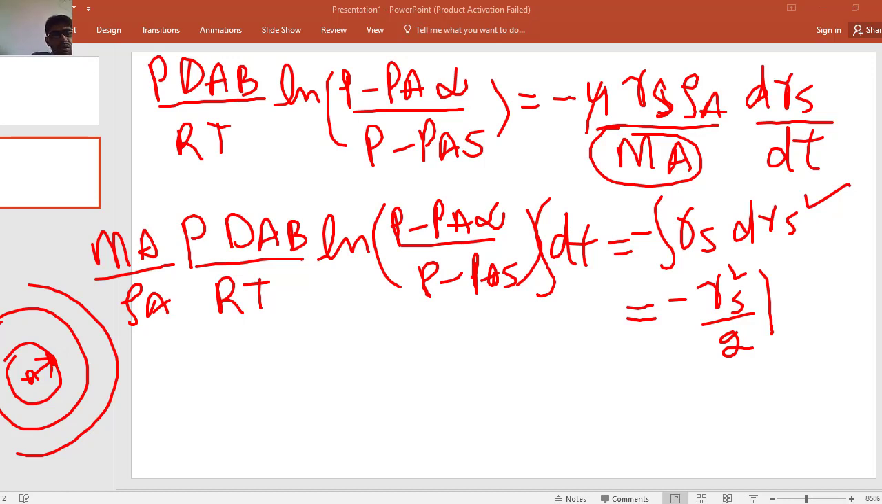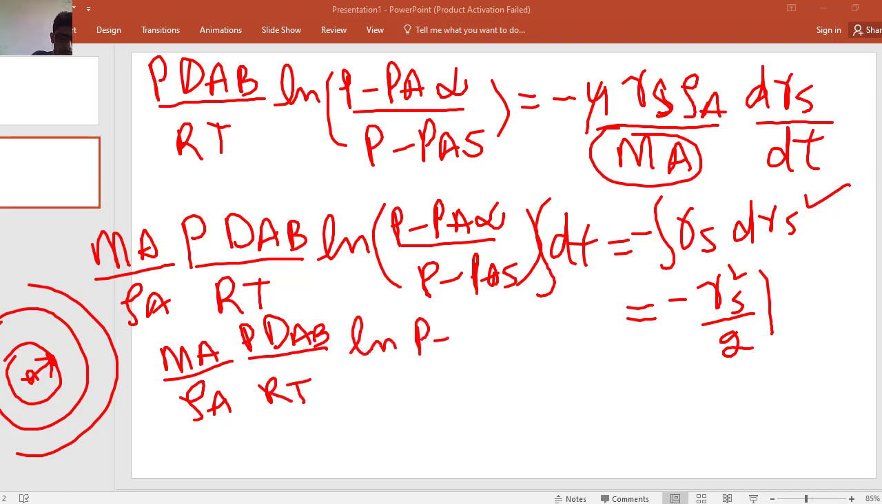When time turns to some time, the radius of the water droplet will be Rs dash. So from this relation we can also write: MA rho A, total pressure which is 1 atm, DAB, RT ln (P minus PA infinity) over (P minus PAS), and the time.